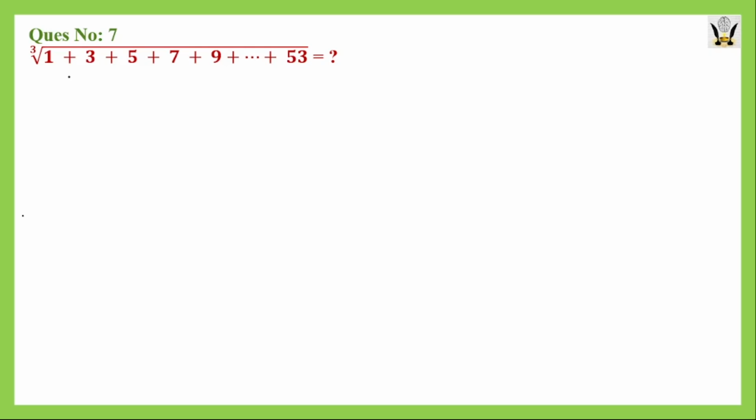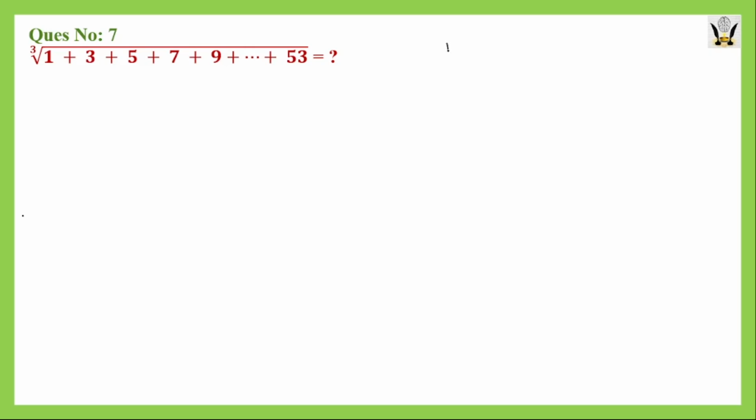Next we have 1 plus 3 plus 5, and till 53 we are adding all these numbers, and of that result of addition we are taking the cube root. That value we need to find, and that we can do without doing the real addition.